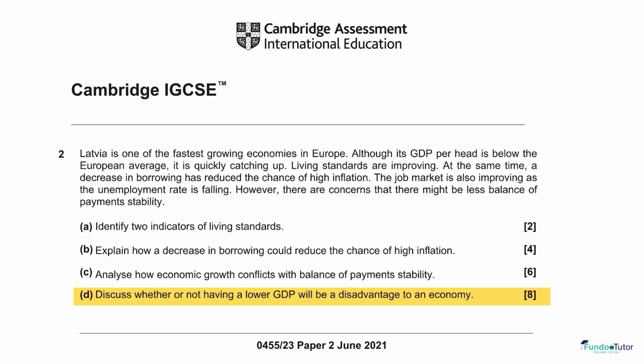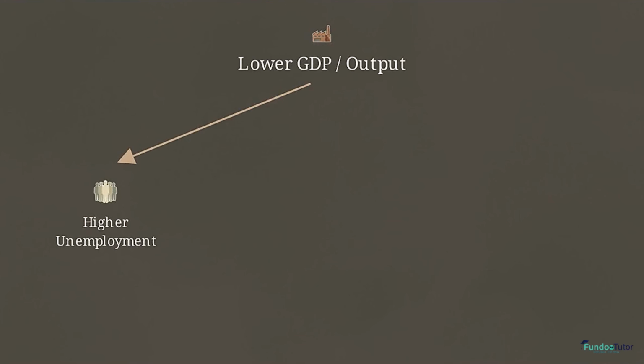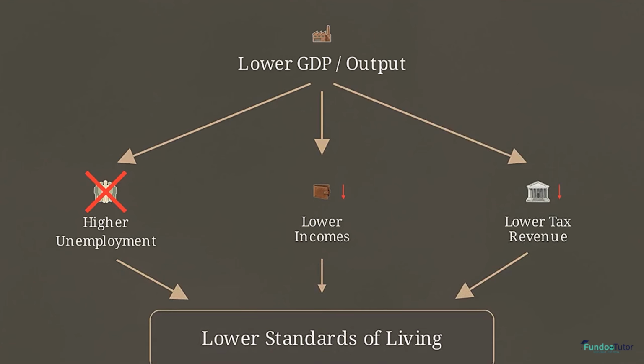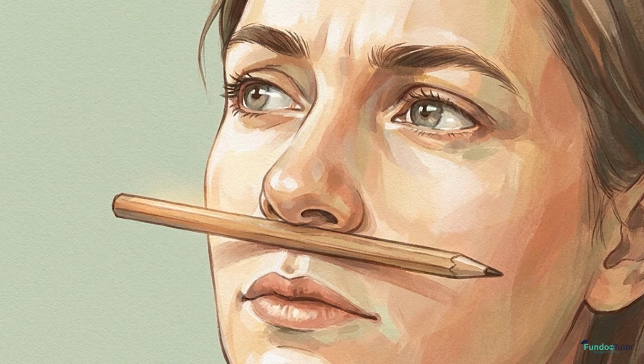Is a lower GDP always a disadvantage to an economy? This visual represents the obvious side of the argument. Less production means firms need fewer workers. That triggers higher unemployment, lower average incomes, and reduced tax revenue for the government. Standard living conditions drop.